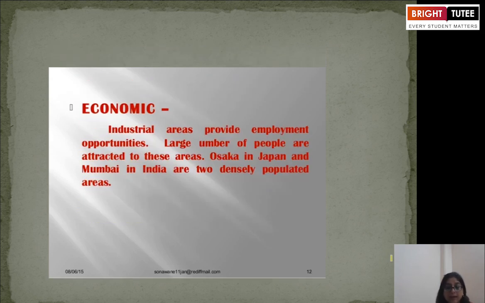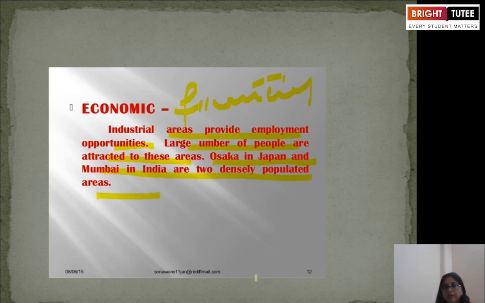And economic, that means the financial, industrial areas which provide employment opportunities. A large number of people are attracted to these areas. Osaka in Japan and Mumbai in India are two densely populated areas.